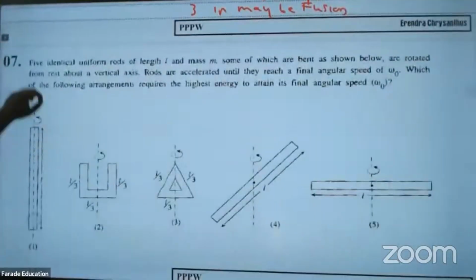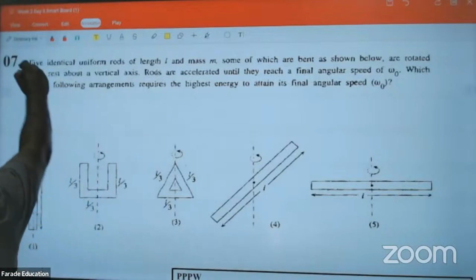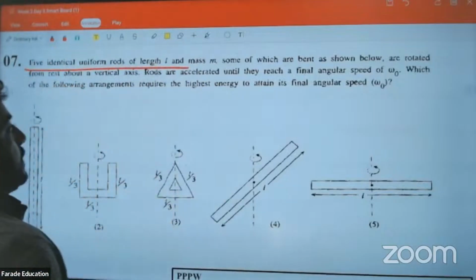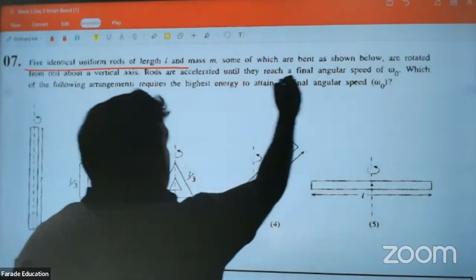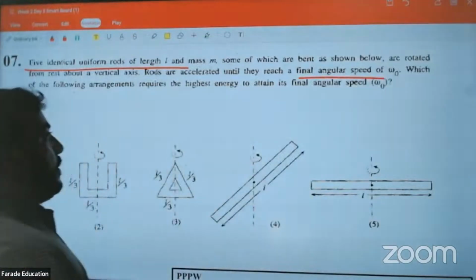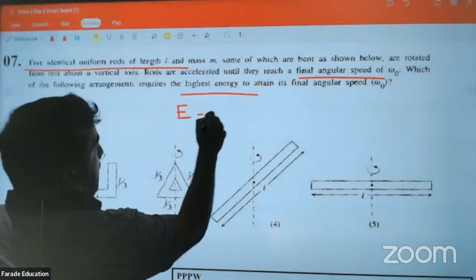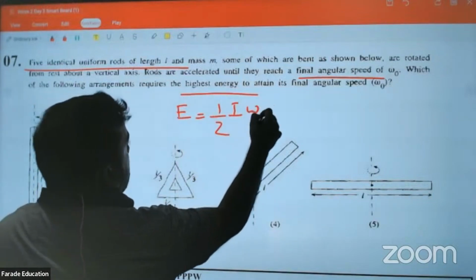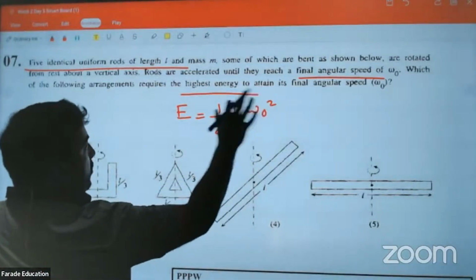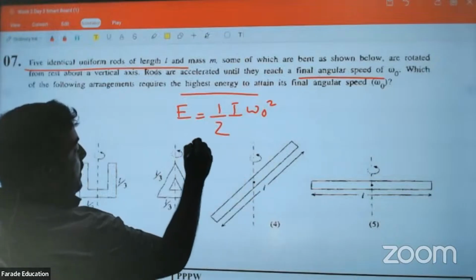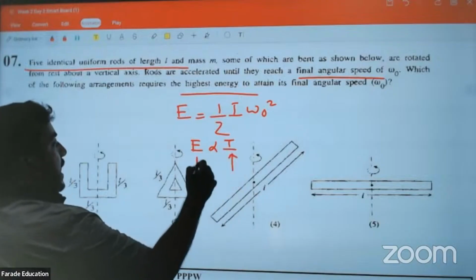Right. Look at this one. 5 identical uniform rods, some of which are bent as shown, are rotating about the axis. Rods are accelerated for the final angular velocity to be omega naught, which attains the highest energy. So highest energy is rotational kinetic energy. So here omega naught is constant. No? Everybody is going with omega naught. So energy is proportional to moment of inertia. Larger moment of inertia, larger energy.